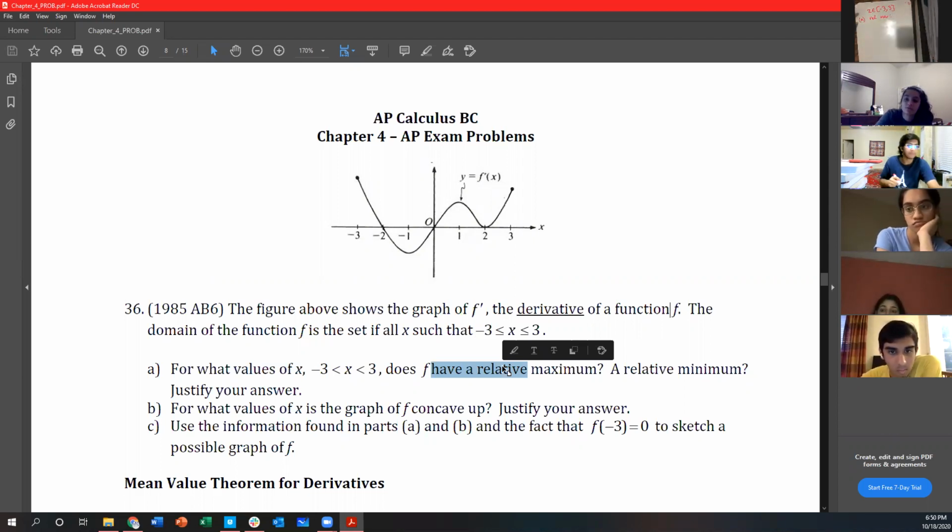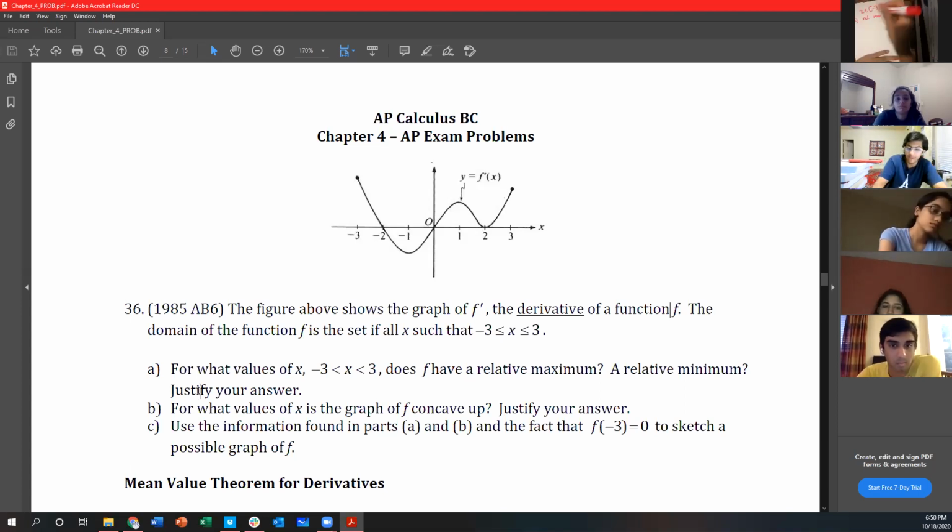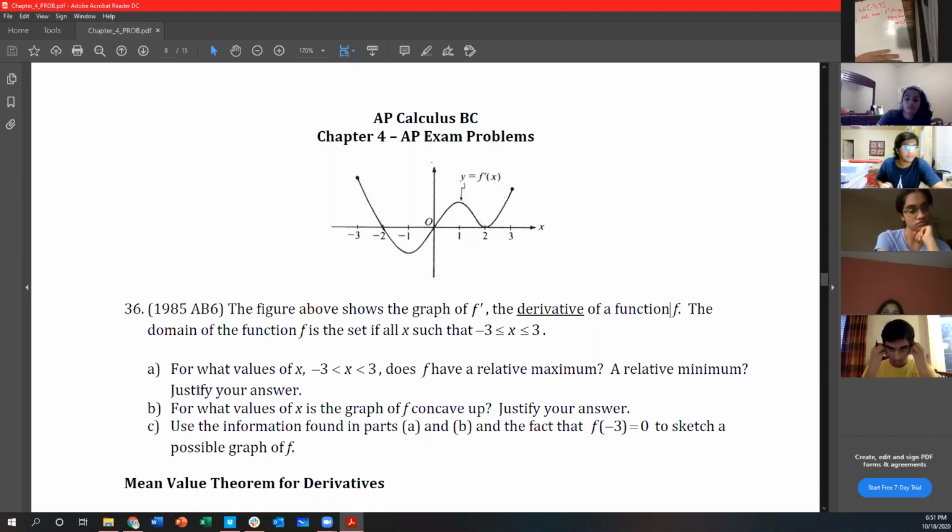When do we have a relative maximum? And when it asks you to justify your answer, I'm not writing it out in complete sentences, but you would write it out in complete sentences. When would you have a relative maximum? Derivative definition-wise. When the derivative goes from positive to negative. Exactly. When f prime changes signs from positive to negative. Okay. Where does that happen? Where does f prime change from positive to negative?